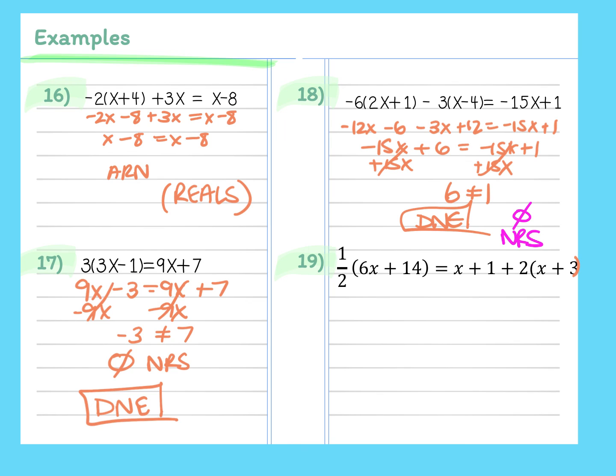For 17, couldn't you just stop at 9x minus 3 equals 9x plus 7? Well, you want to just make sure the variables would cancel out. But technically, yes.